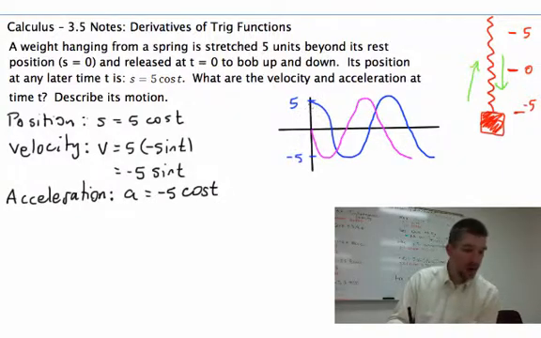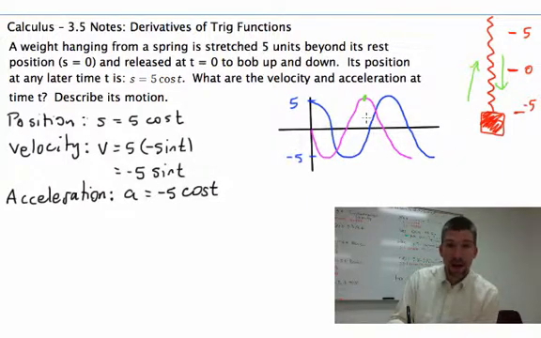It's got its maximum velocity when that weight is up here at 5. So when it's zipping back up, it's at its maximum velocity. It's at its lowest velocity when it's on its way down. And so we can just put all of that together to kind of get an idea of what's going on.